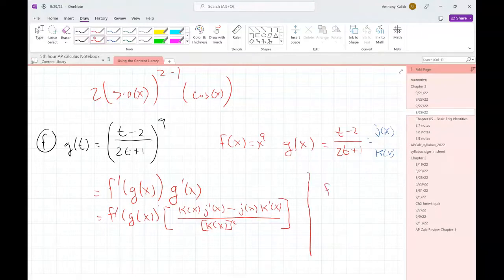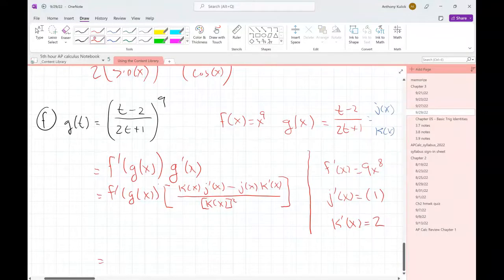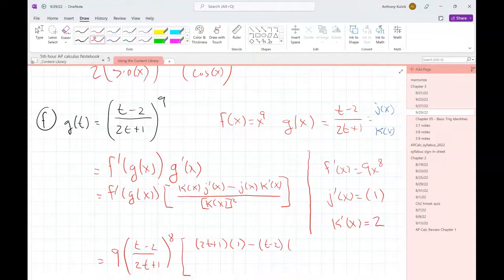And the reason I'm going to do it this way, or often it's easier to think about things this way, is because the derivatives that I need are pretty easy to do if I just do them on the side like that. And then I can just plug everything back in. So 9, and then g of x to the 8th, and then k of x times j prime minus j of x times k prime all over k of x squared.